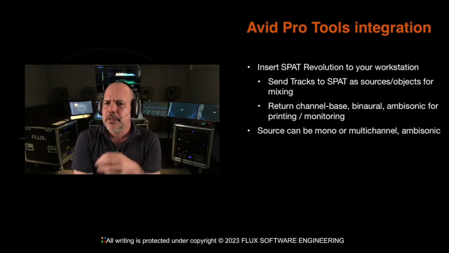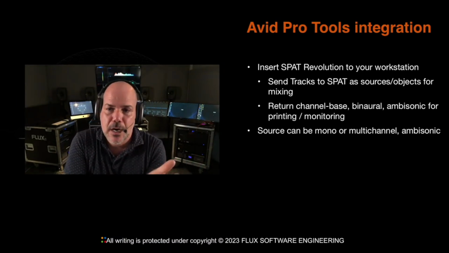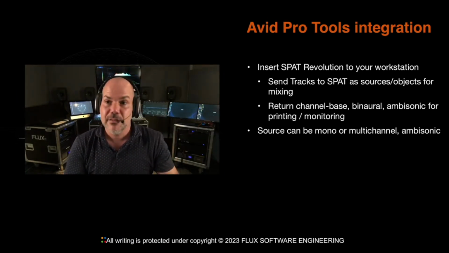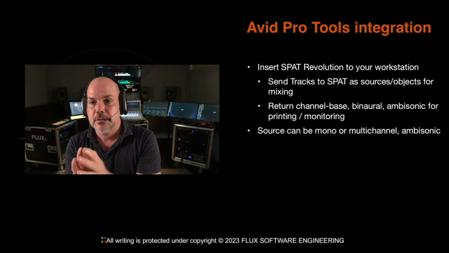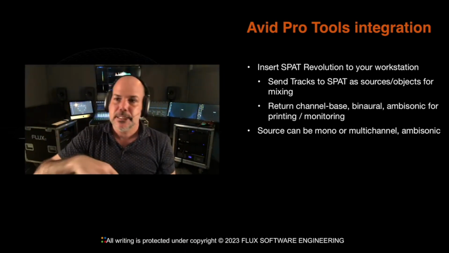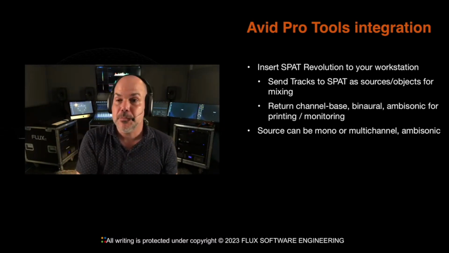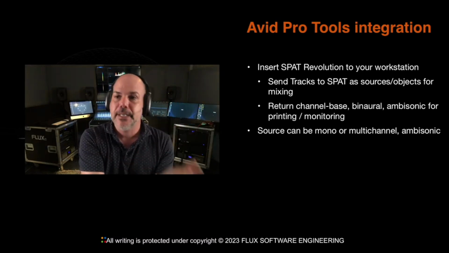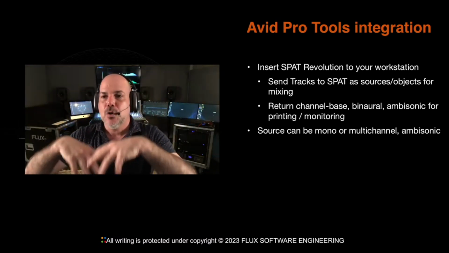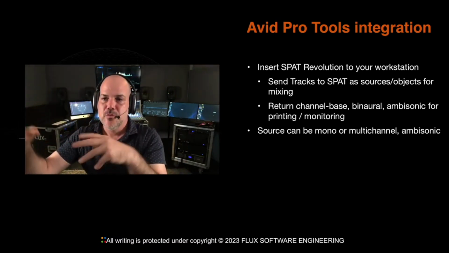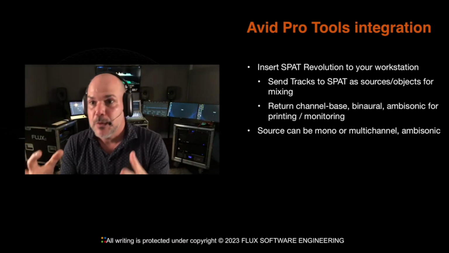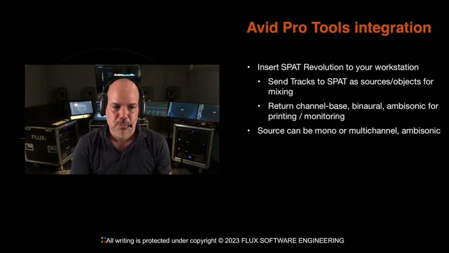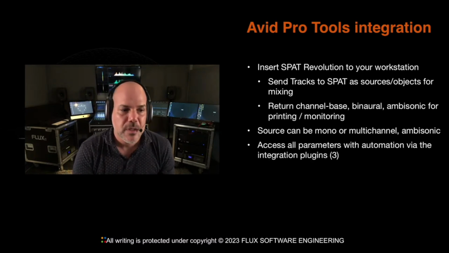Important to understand, sources are not necessarily mono. We call them sources, objects, same thing. We can take a mono track, a stereo track, or a multi-channel track and bring it to SPAT for spatializing, and transcoding as well. So yes, that means ambisonic. You have an ambisonic capture, raw A format, B format, bring it to SPAT, transcode, spatialize, move, or manipulate, I should say, and then return it as a channel bed or as ambisonic as need be. So it's important to understand that there's no limitation on this.